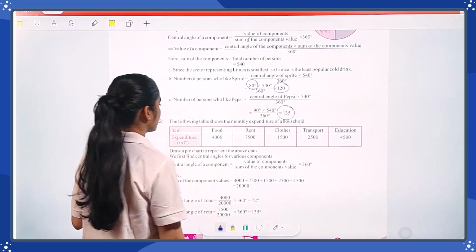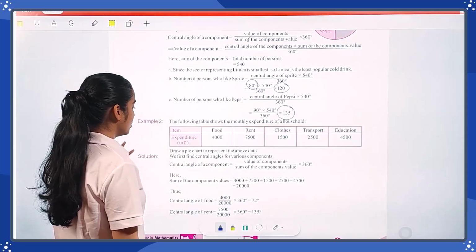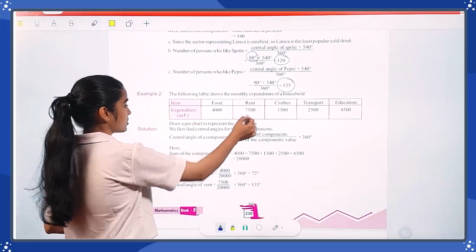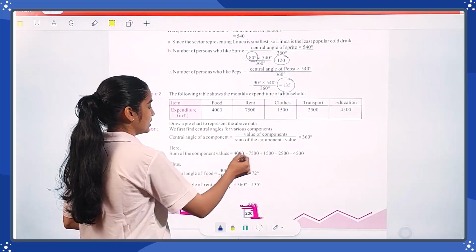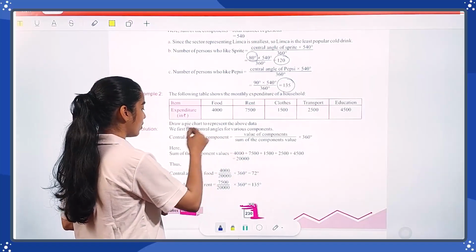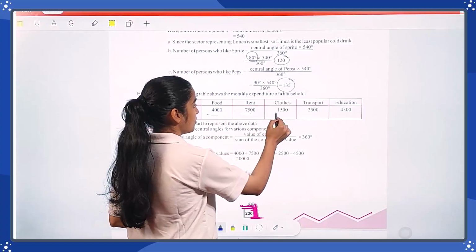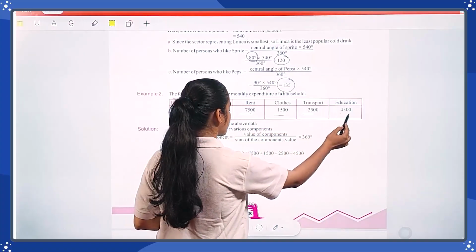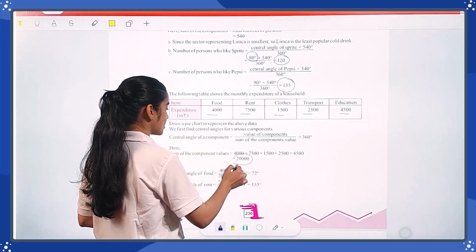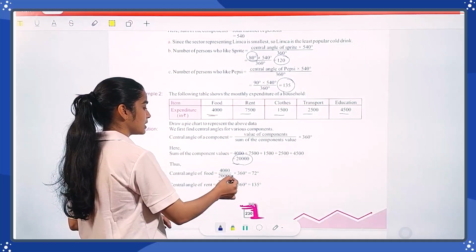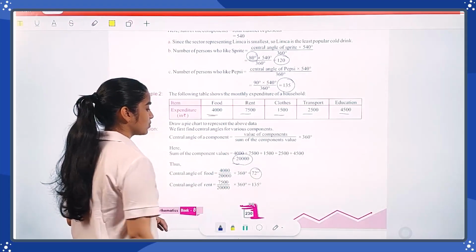Now the following table shows the monthly expenditure of a household. Draw a pie chart to represent the data. So this is your information. Value of component. First we have to add all the components: 4000 plus 7500 plus 1500 plus 2500 plus 4500. So your overall answer is 20,000. Now 4,000 divided by 20,000 multiplied by 360, 72 degree.